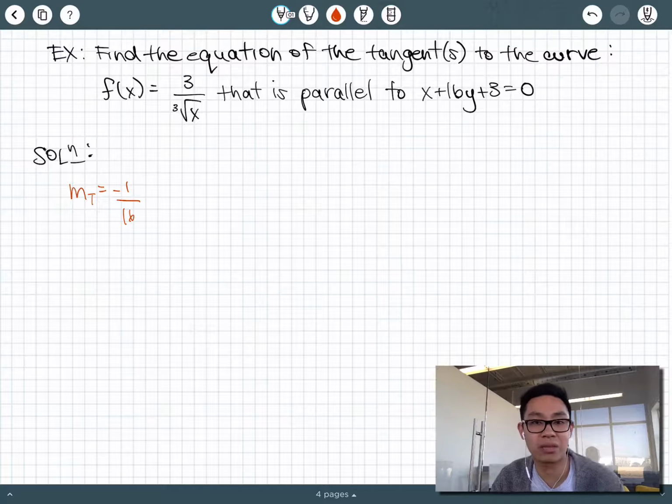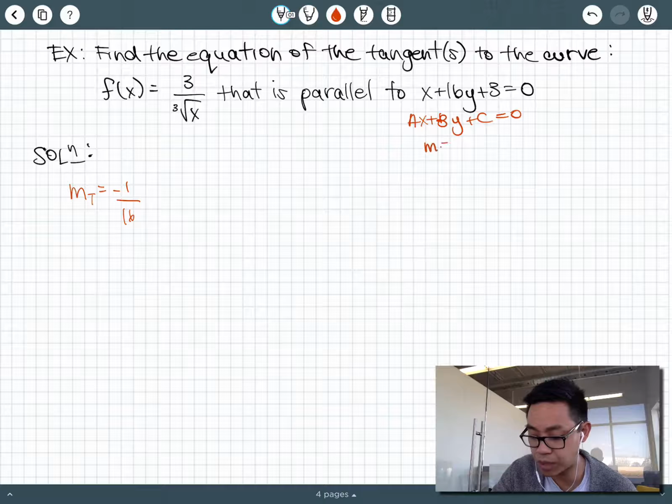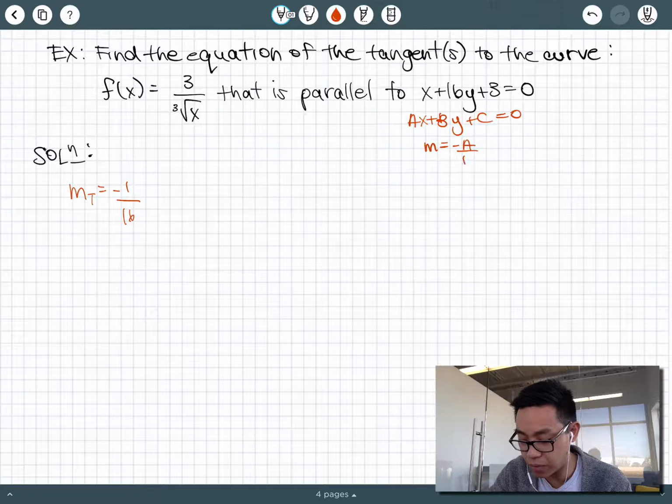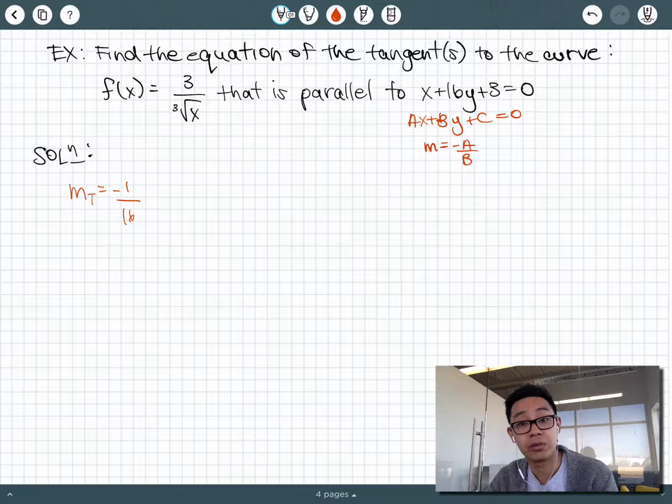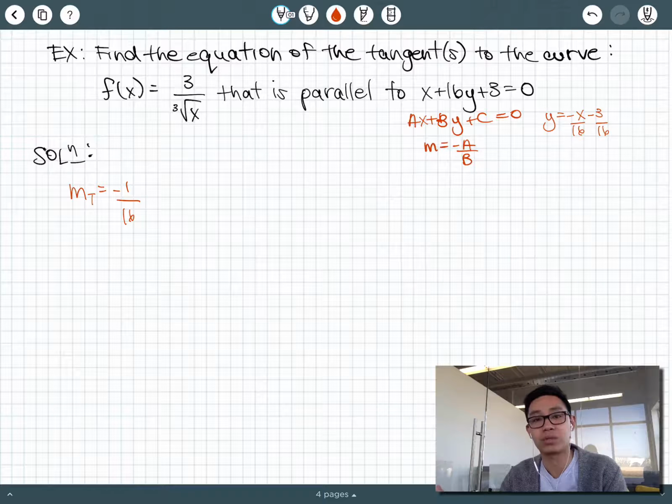One, this is a line in standard form. And if you have a line in standard form, it's ax plus by plus c is equal to 0. The slope formula is m is equal to negative a over b. So it's negative 1, which is the a value, over 16. But you could have also gotten y alone. So you could have moved over the x, moved over the 3 to get y is equal to negative x minus 3, then divide by 16 on each term. And you can see again that the slope is negative 1 over 16. So I didn't need to take the derivative here in order to find out that the slope of my tangent is negative 1 over 16.